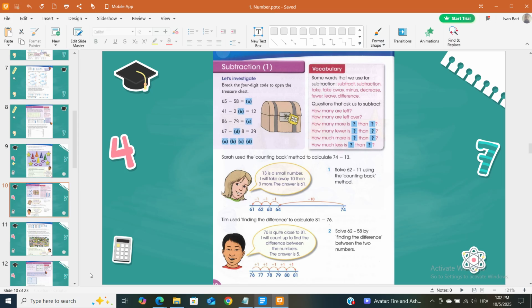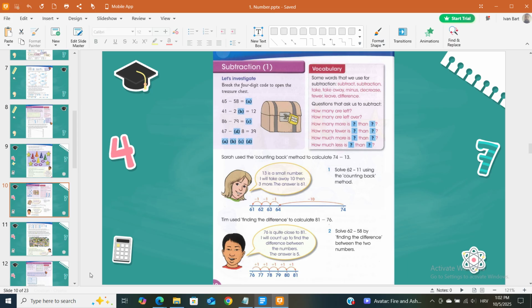Sarah used the counting back method to calculate 74 minus 13. 13 is a small number. I will take away 10 then 3 more. The answer is 61. 1. Solve 62 minus 11 using the counting back method. Minus 10.